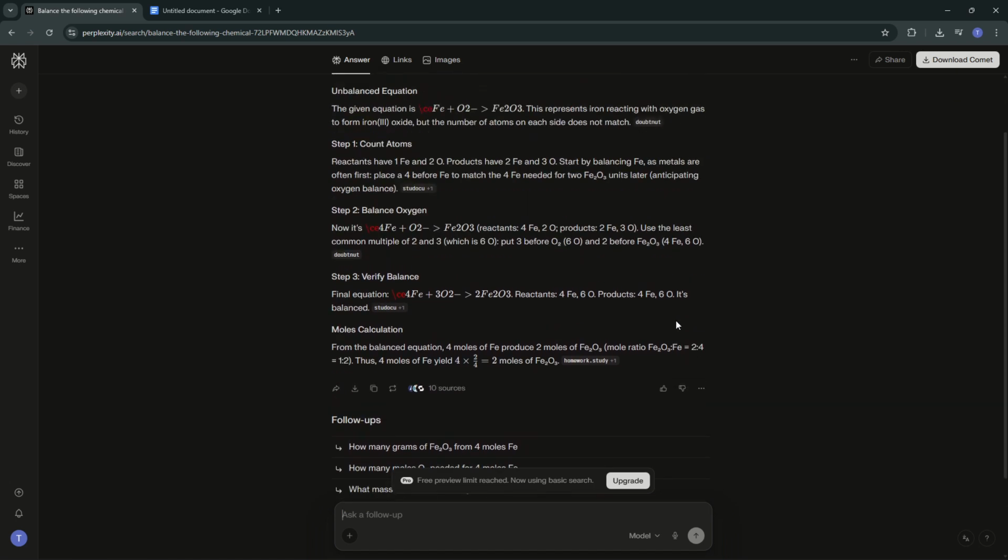For example, say, can you show how you converted grams of reactant to moles? Or please recheck the balancing. Oxygen atoms don't seem to match. You can ask it to annotate each coefficient in the equation, justify the limiting reagent choice, or rework the solution with a different unit, such as liters at standard temperature and pressure.